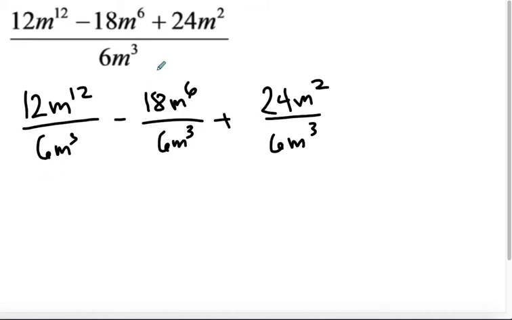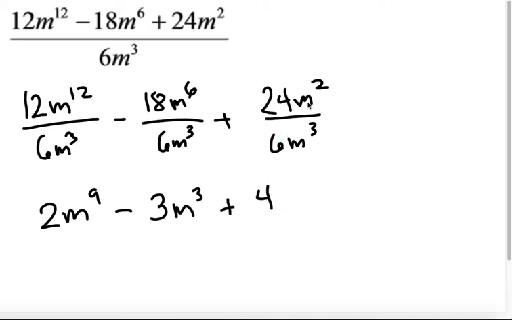12 divides by 6 evenly, so we'll get 2. m to the 12th power divided by m to the third power is m to the 9th power. Carry down your sign. 18 divides by 6 evenly, and I'll get 3. m to the 6th power divided by m to the third power is m to the third power. Please do not confuse the operations: don't divide 6 by 3, it is subtraction. Same thing here, don't divide 12 by 3, it is subtraction. Now 24 divides by 6 evenly, and I should get 4.